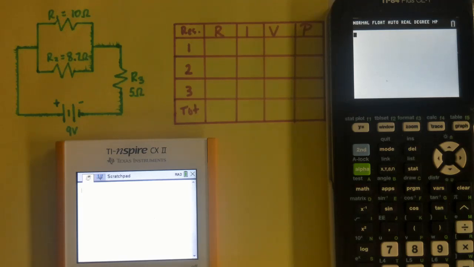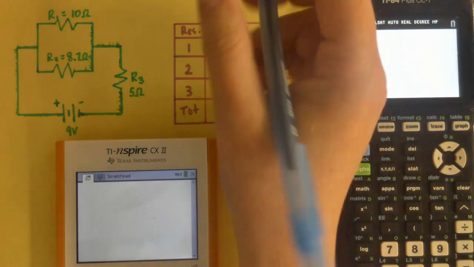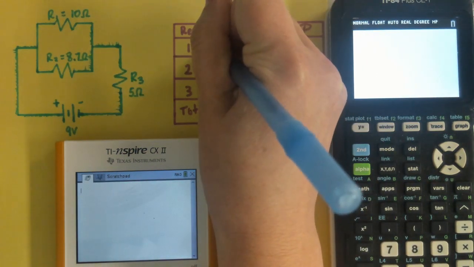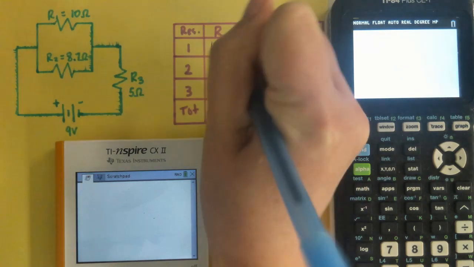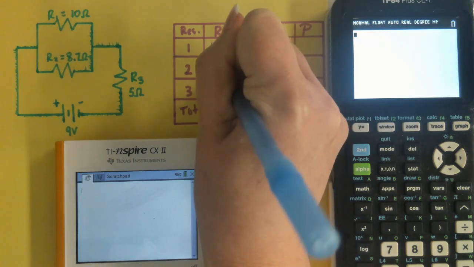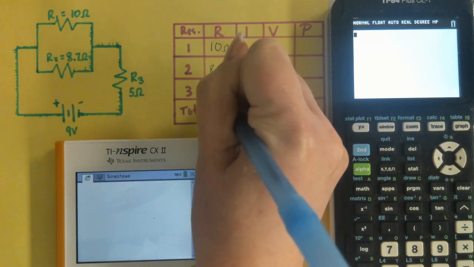Okay, so this is the circuit that is on slide 80 of the notes slideshow, and it shows a combination circuit with 3 resistors, R1, R2, and R3. And so I'm going to go ahead and work through this and show you also some things about how to more easily type this into the calculator. But I'm going to start by just writing the resistance values into my table that I have created here.